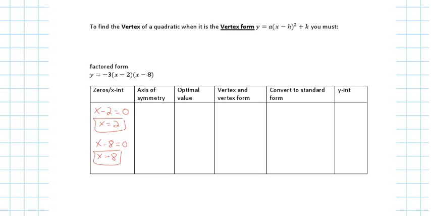Now, to find the axis of symmetry, we said I have to add the two zeros and divide by 2, because my axis of symmetry is going to be in the middle between the two zeros, right? So you're going to add the two zeros, and then divide by 2. 2 plus 8 divided by 2. So that's going to be 10 over 2, which is 5.